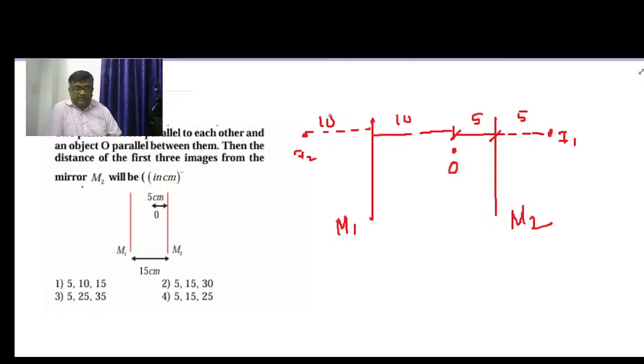All right. So he is asking you the distance of the first three images from the mirror M2. First three images means I1 would be the first image, that is 5 centimeters. I2 is the second image, that is 10 and 10, 20 centimeters from the object and 25 from the M2. So this would be 25. You can see 5 is there, 25 is there, and then I3.